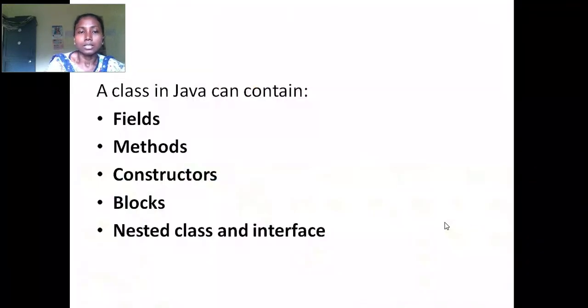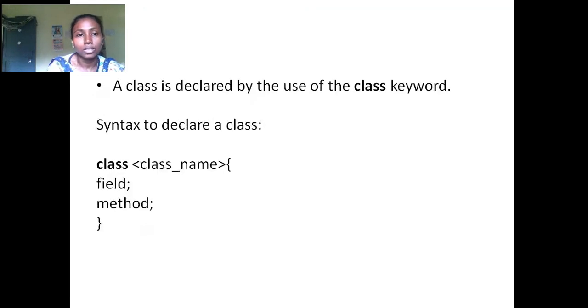Now a class in Java contains fields, methods, constructors, blocks, nested classes (one class can also exist inside another class), and interfaces. A class is declared by the use of the keyword class. So how do we declare a class? We use the keyword class. The general syntax to declare a class is class, then the class name, and inside that you have some fields or data members and the methods. Here the curly braces start and the curly braces end.